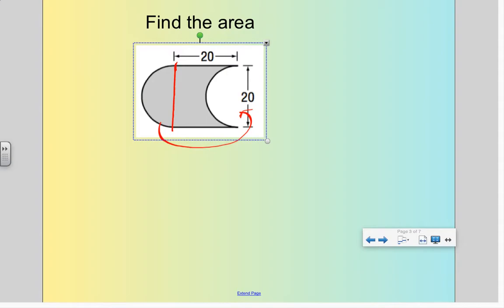So my composite figure, if I wanted to find the area here, would just be the area of a square, which is side squared or base times height, because it follows the rectangle. All right, so our area here would be 20 times 20. So we would get 400, and it doesn't give us a label for our units, so we're just going to say units squared.